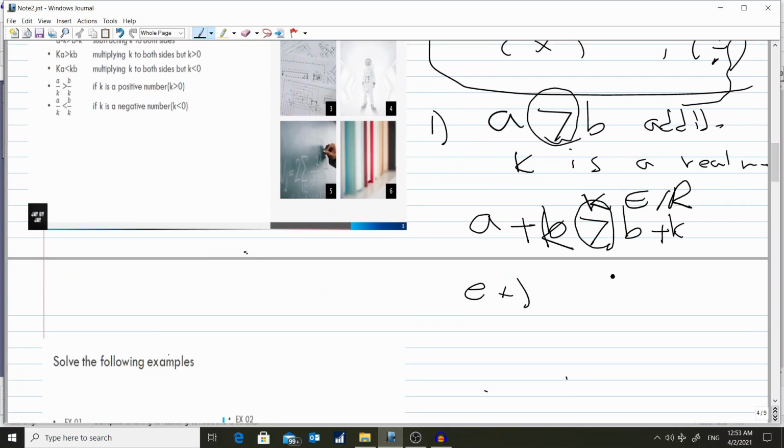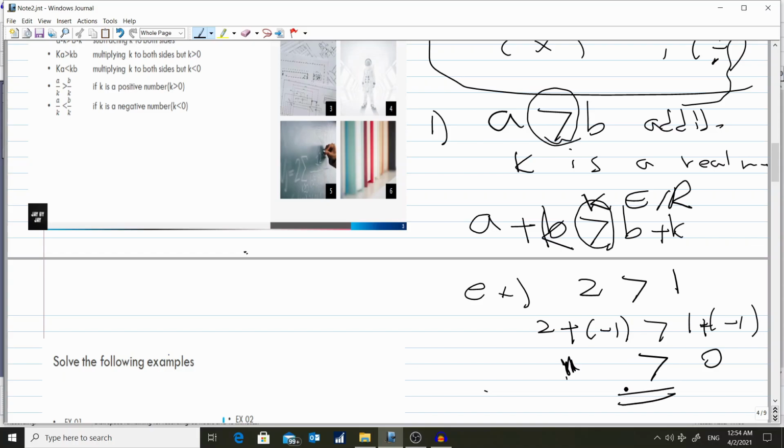For example, we can say we have an inequality expression like this, 2 greater than 1, and if we add minus 1 to both sides, here we will get 1 greater than 0. We already know this one is correct. Okay, so this is basic rule number 1.